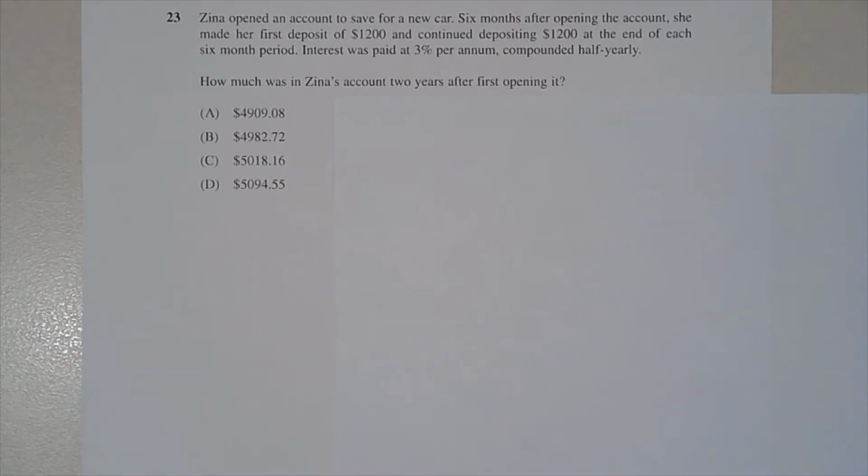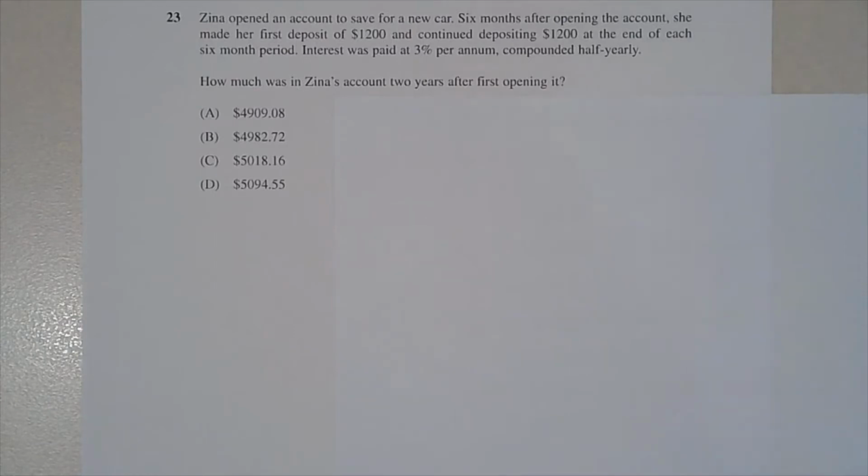Question 23. Zena opened an account to save for a new car. 6 months after opening the account, she made her first deposit of $1,200 and continued depositing $1,200 at the end of each 6-month period. Interest was paid at 3% per annum, compounded half yearly. How much was in Zena's account 2 years after first opening it?